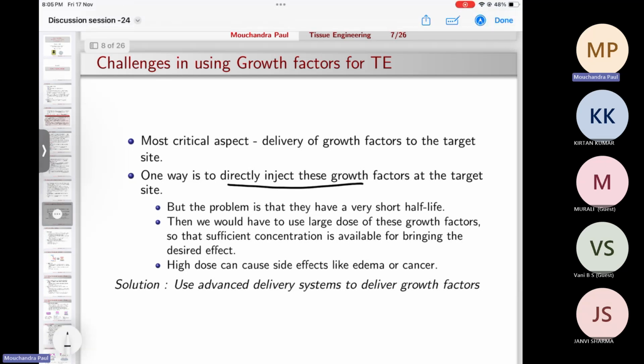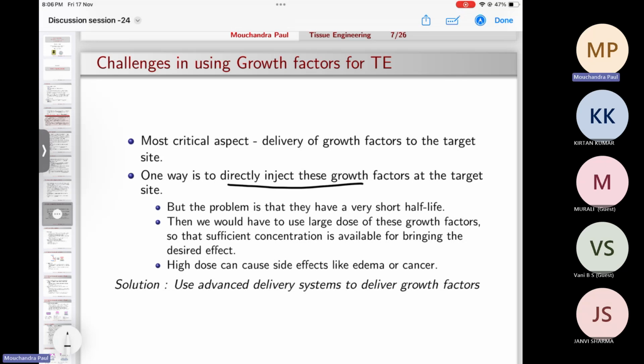We can directly inject at the target site. But if the target site is, say, the pancreas or your heart, people usually use very high doses of growth factors, because the half life is short and rapid degradation will happen. If you want to see some long term effect, you have to use a higher dose. So directly injecting into a vital organ, and that too in high dosage, is risky.